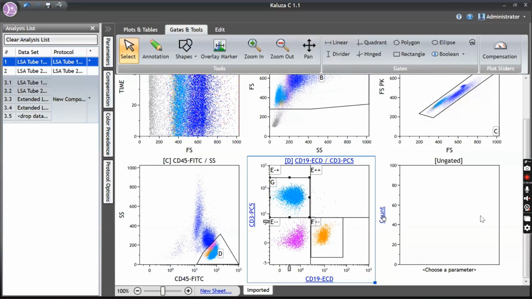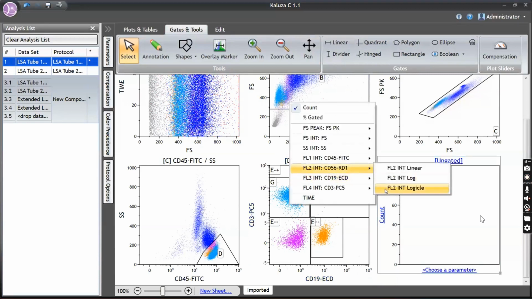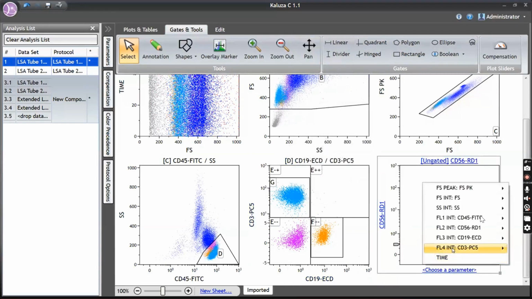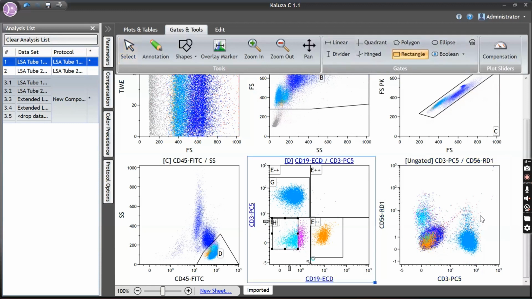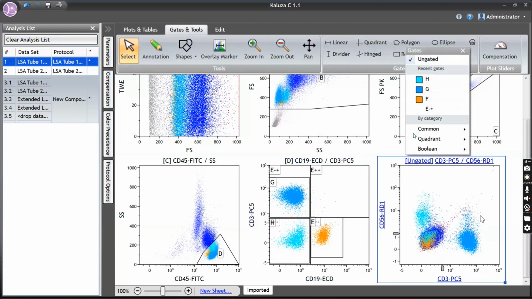Okay, now second plot is to find the NK cell. So I'll put the NK cell marker along with CD3. Okay. Now what I need to put? I need to put the double negative population, so I'll just gate that. Okay. So what is the name of this gate? It is H. So I'll drop H in this.